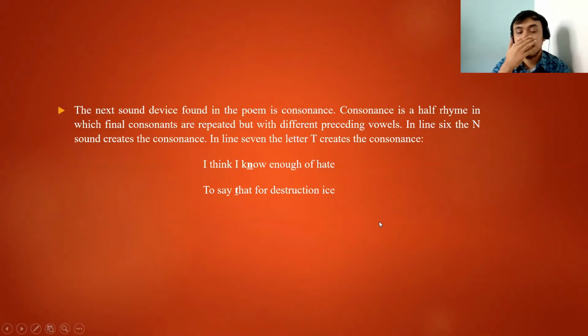As I was saying earlier, not just 2, there's 3. This is consonance. Consonance is a half rhyme in which final consonants are repeated but with different preceding vowels. As you can see in line 6, N creates a consonance, "no". In line 7, the letter T creates a consonance, "that". So, that is consonance.